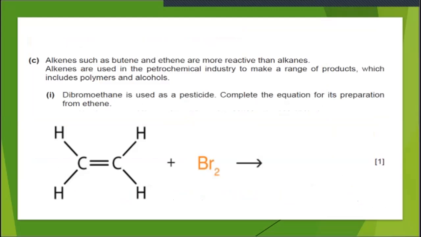Alkenes such as butene and ethene are more reactive than alkanes. Alkenes are used in the petrochemical industry to make a range of products, which includes polymers and alcohols. Dibromoethane is used as a pesticide. Complete the equation for its preparation from ethene. All right, so I have the alkene molecule plus bromine to give me some product.